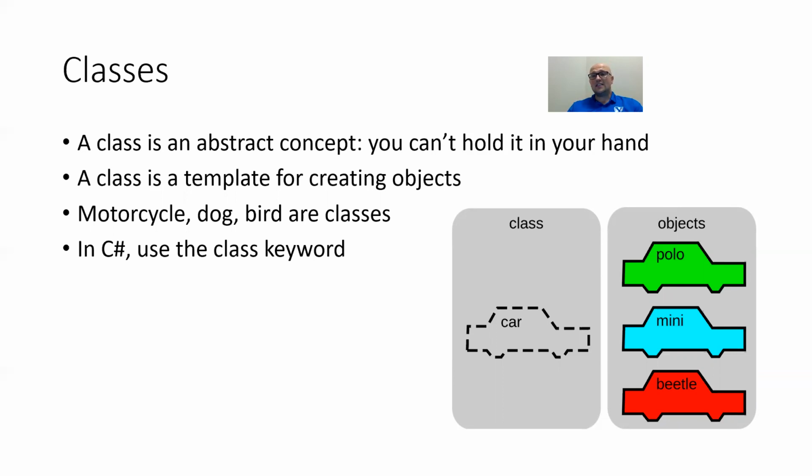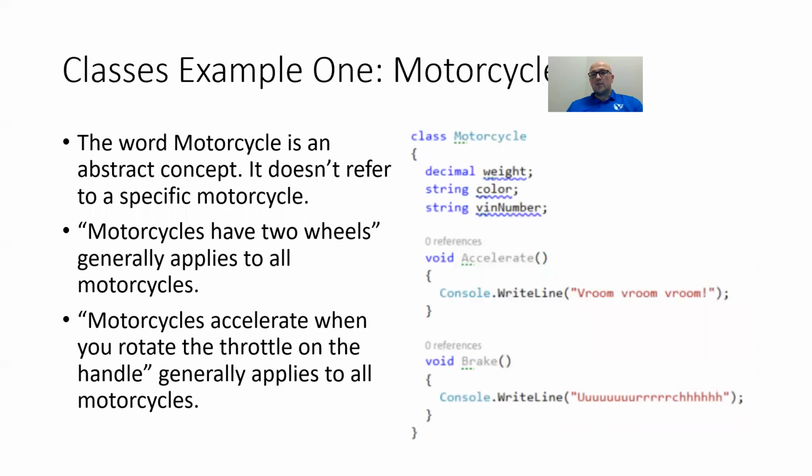So if the class is car, an object is my Ford F-150 with VIN number blah, blah, blah, blah, blah, okay? Car is the abstract idea. Ben's Ford F-150 with VIN number blah, blah, blah, blah, blah is a thing that we can touch and heft, I guess, okay? So a class is a template. Here's an example of class in C#, okay?